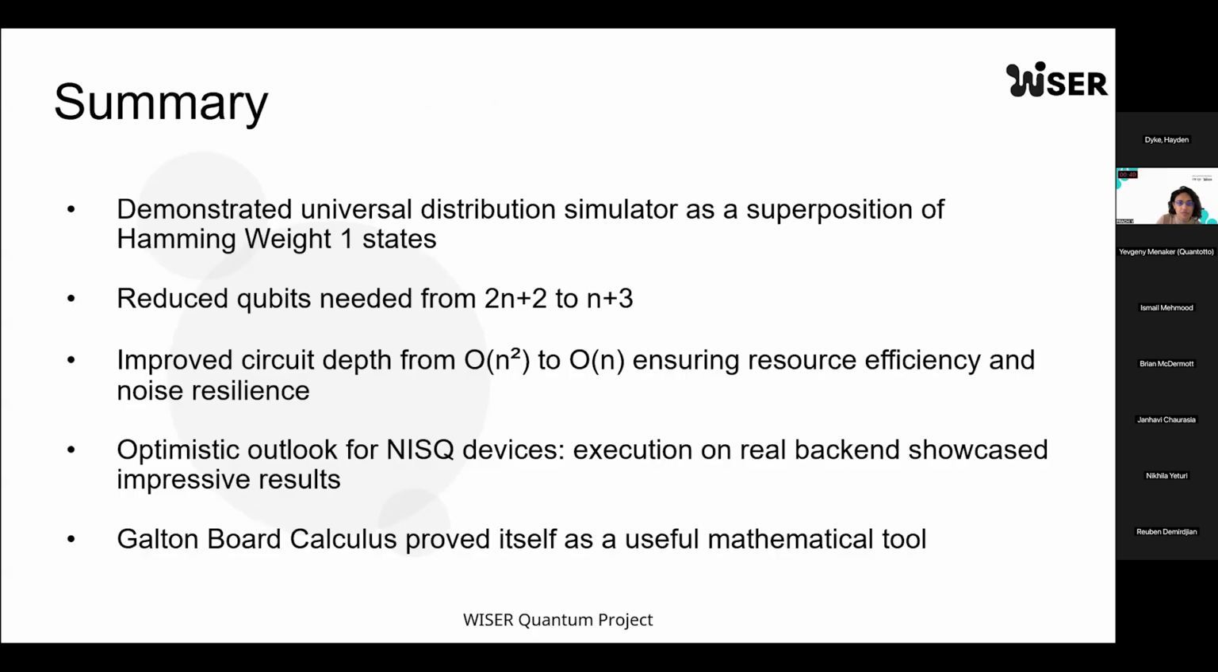To sum it all up, we've demonstrated a truly universal distribution simulator, and upon optimization, the qubits nearly halved, and circuit depths went from quadratic to linear, and preserved accuracy in the noisy simulation and even on real hardware. And we introduced Galton board calculus, another way to reason about distributions and engineer them in quantum computing.